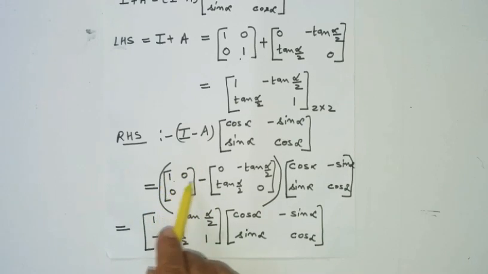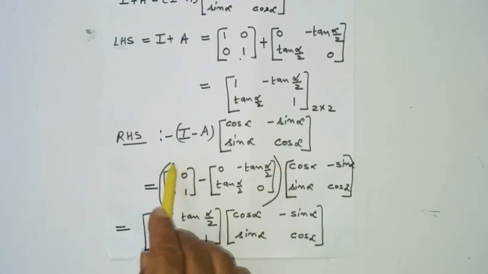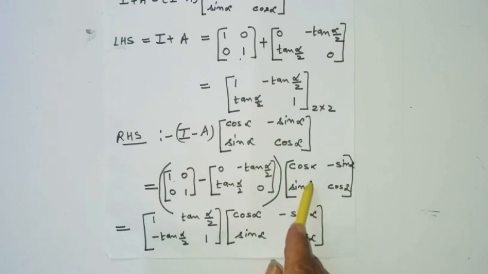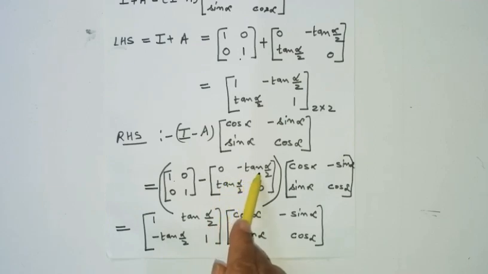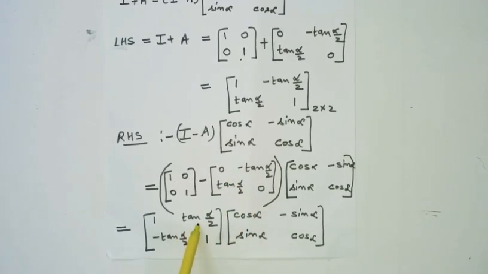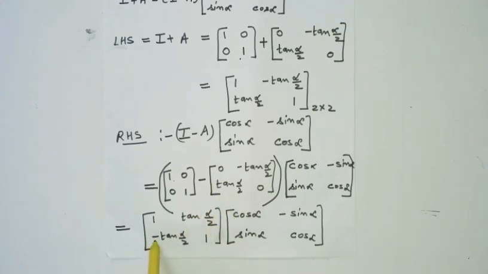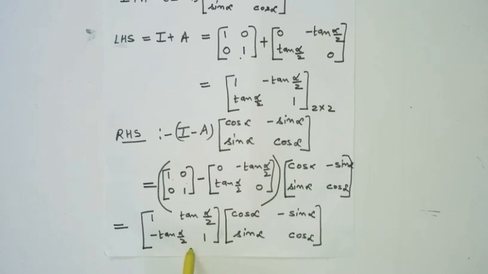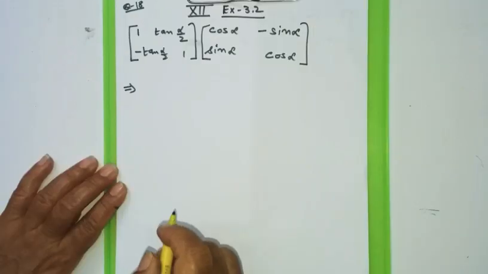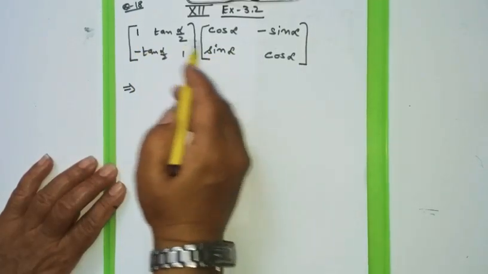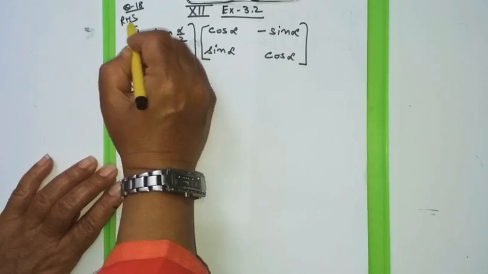So I have to subtract A from I, and whatever the result will be, it is to be multiplied with this matrix. So I subtract these two matrices: 1 minus 0, 0 minus tan alpha by 2, which gives you plus tan alpha by 2, 0 minus tan alpha by 2 and 1 minus 0. So the resultant of these two matrices is this matrix, and then we have the second matrix, and now we are going to multiply these two matrices. This is the RHS that we are calculating.